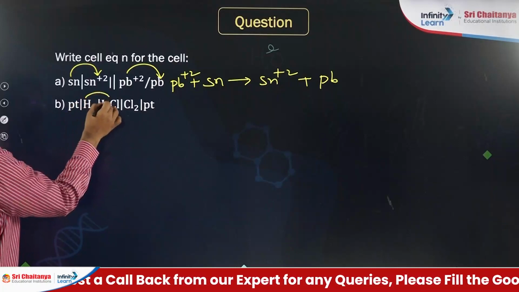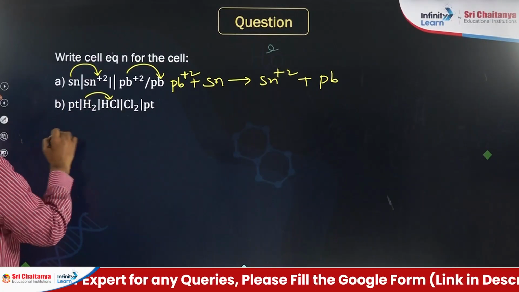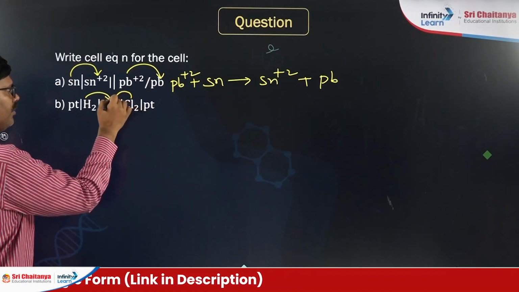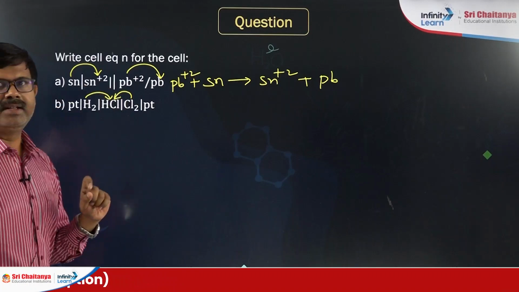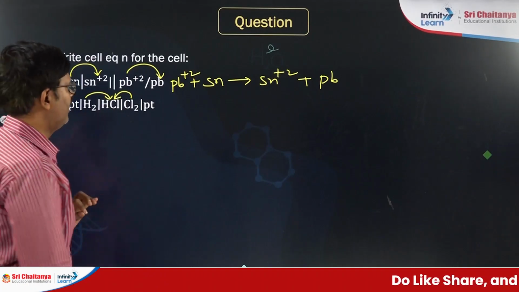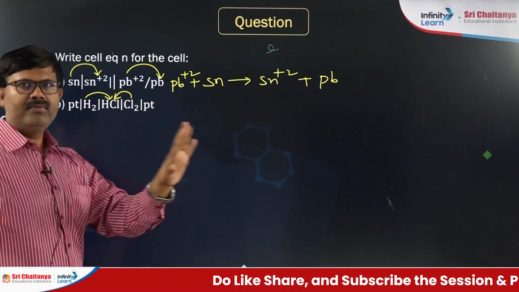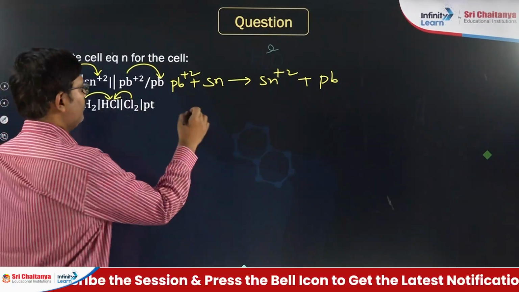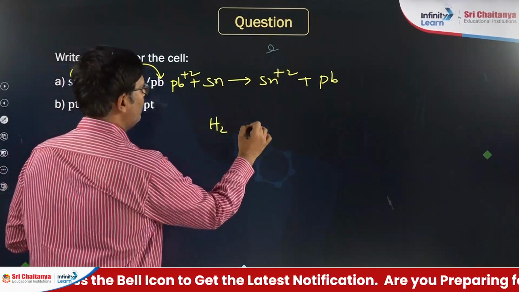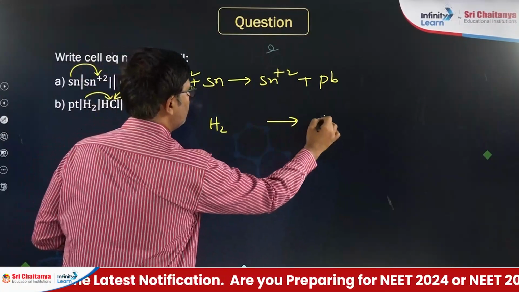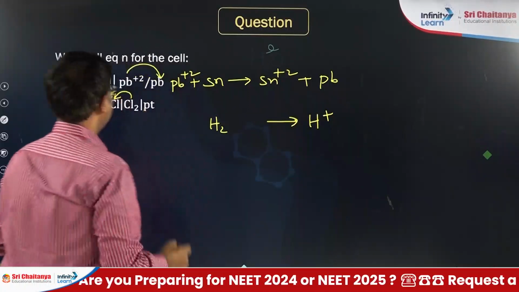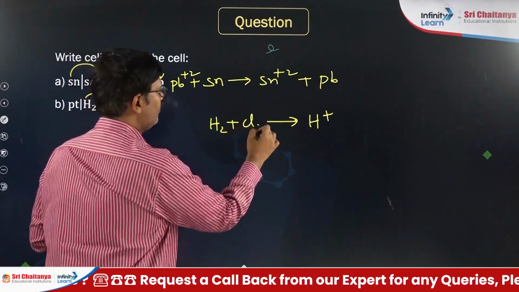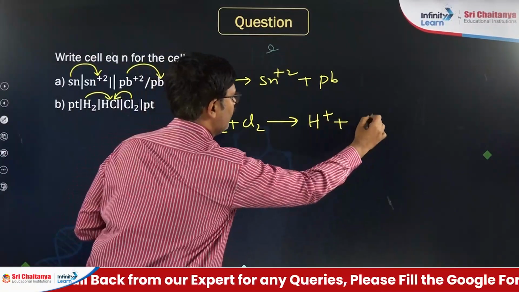Here H2 gives H⁺, I am writing, and since it is a halogen, you come in the opposite direction: Cl2 gives Cl⁻. Remember this important difference. If you remember that for halogens we follow right to left, then you can easily apply this shortcut everywhere. So H2 gives H⁺, and the other one is Cl2 gives Cl⁻.